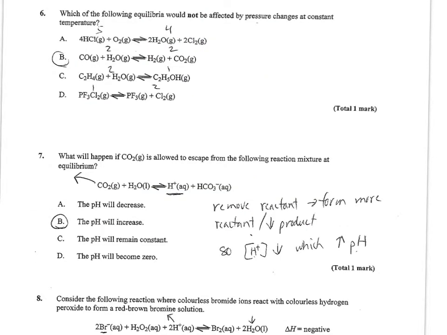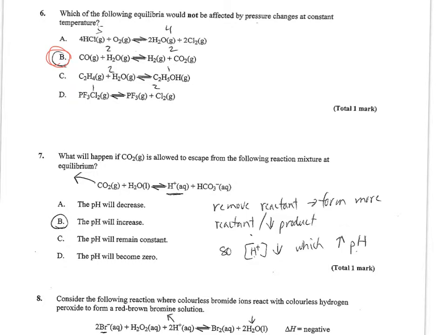Number 6, which of the following equilibria would not be affected by pressure changes at a constant temperature? What I've done is I've noted how many moles are on the reactant and product side. And you notice A, C, and D have different amounts on the reactant and product side: 5 and 4, 2 and 1, 1 and 2. The only one that's not affected is B because it's got equal volume on each side. So the crowding is going to have the same effect. Changing pressure will increase and decrease the collisions, but it's going to increase and decrease them equally on both sides.